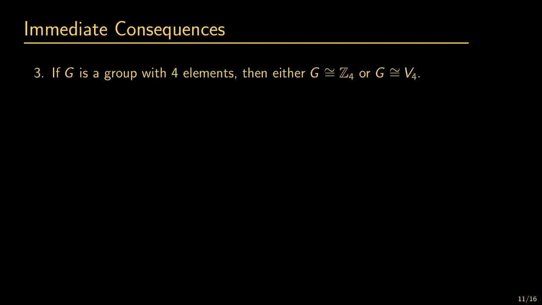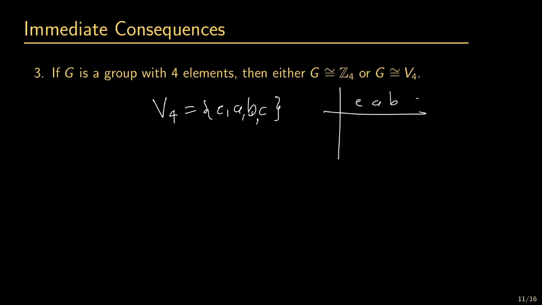Another consequence is the fact that if G is a group with 4 elements, nakita niyo mga groups natin na 4 elements, dalawa lang ang structure palagi. Kundi yung cyclic na Z4, nagiging Klein 4. Ano nga yung Klein 4? Yung Klein 4, E, A, B, C. Ang katangian ng Klein 4 ganito lahat sila order 2.